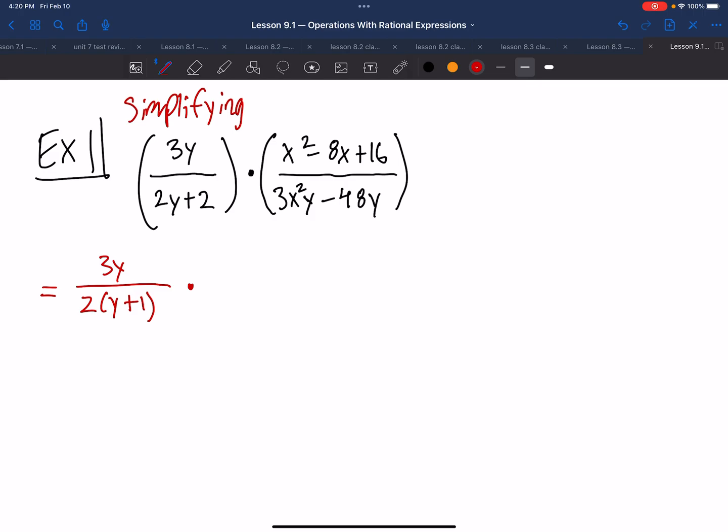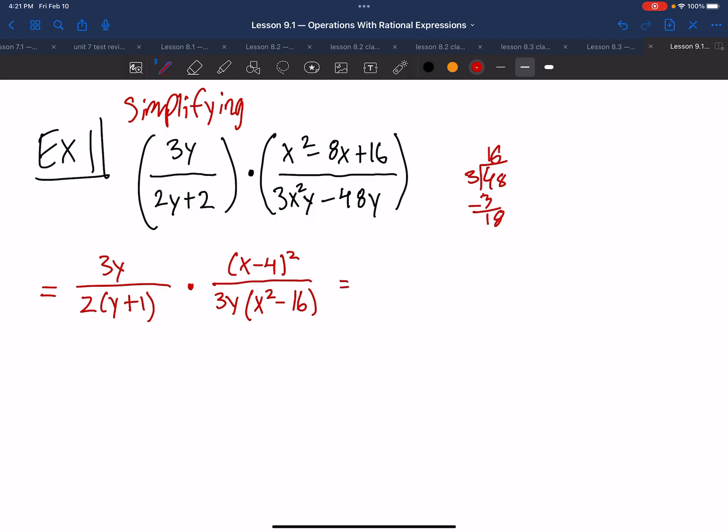To factor the numerator, that looks like a perfect square trinomial, actually. x minus 4 squared over, and then here it looks like the GCF is, 48 divisible by 3? I think it is. 3 goes into 48 16 times. Yeah, so I see a 3 that I could pull out, and they also both have y's, so I'm going to factor out y as well. So I'm going to actually factor out 3y, and I'm left with x squared minus 16.